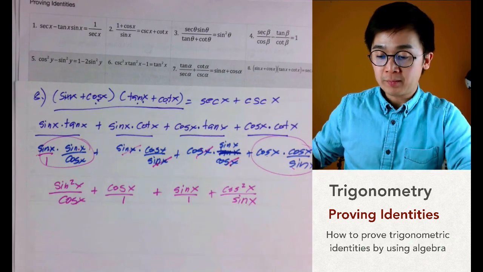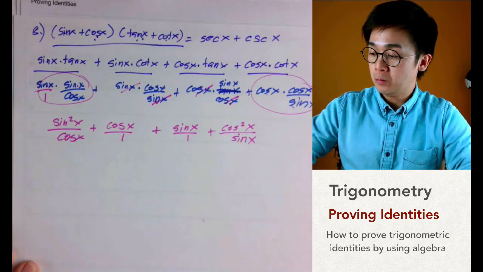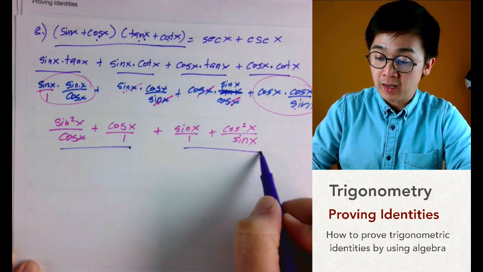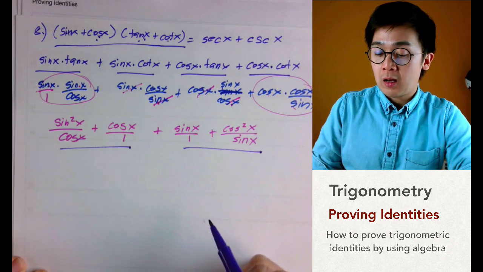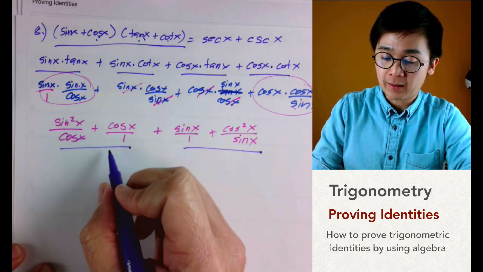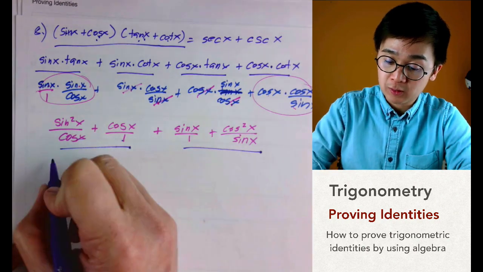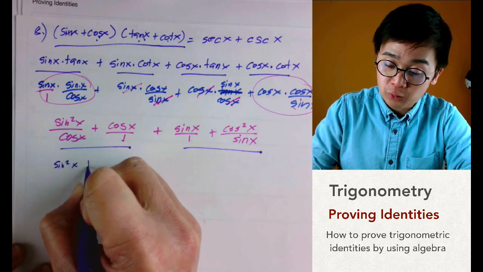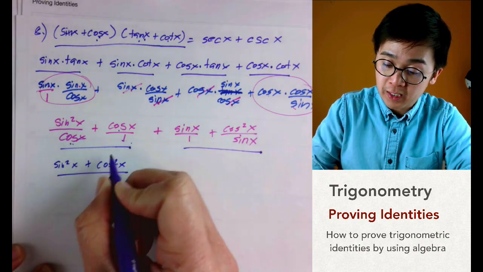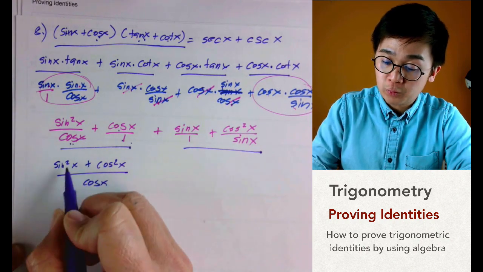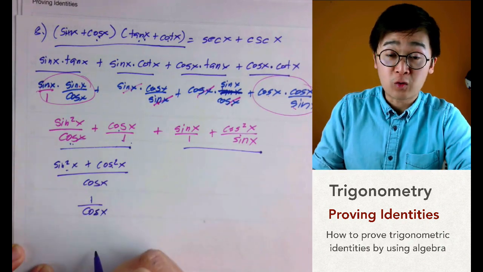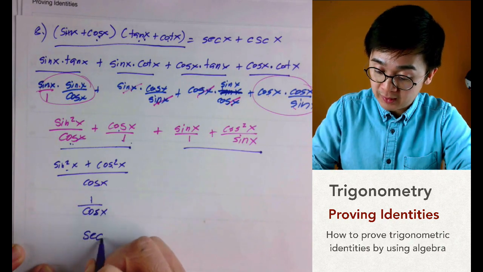So at this point, what I can do is probably combine this by addition and combine this by addition, and let's see what will happen after combining these two fractions. So again, I'm going to use the formula for adding fractions with different denominators. 1 times sine squared x is sine squared x, and cosine times cosine is cosine squared x all over cosine times 1. And we know that this is equal to 1, so I have 1 over cosine x. And if I go further, 1 over cosine x is actually secant x.